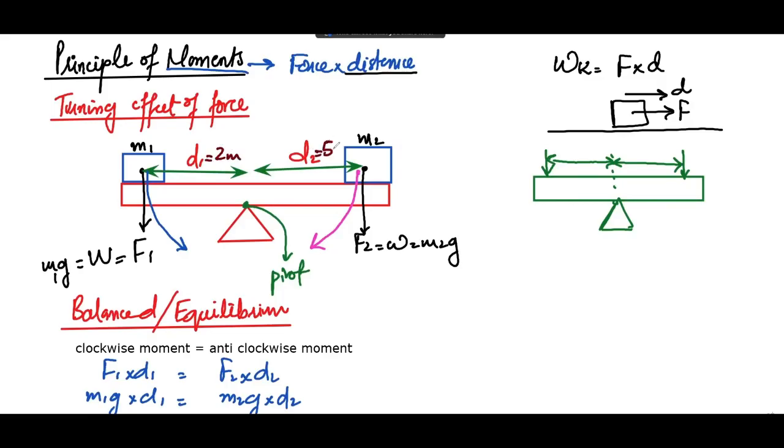this is 5 meters. The mass given to you is 2 kg. You need to find m2. So what would you have done? Simply apply the formula, that is m1g d1 equals m2g d2.